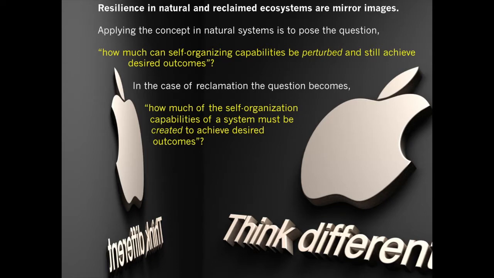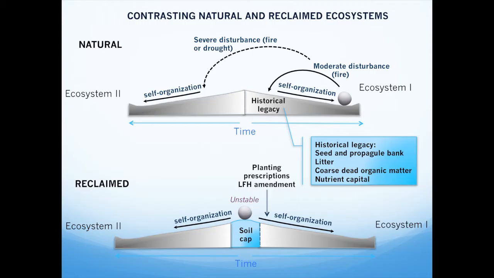So applying the concept of resilience in natural systems is to pose the question, how much can self-organization capabilities be perturbed and still achieve desired outcomes? In other words, what can we take away from a natural system and still have that system function in some way that we think is desirable? In reclamation, the question is, how much of the self-organization capabilities of a system must be created to achieve desired outcomes? So there are two very different questions.